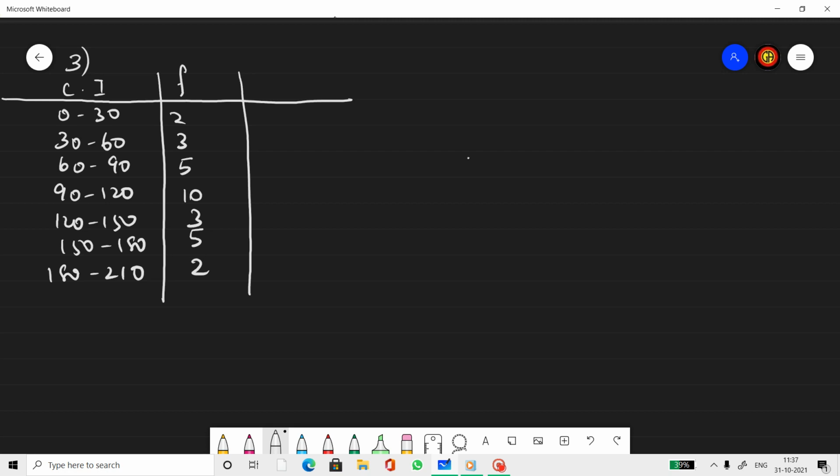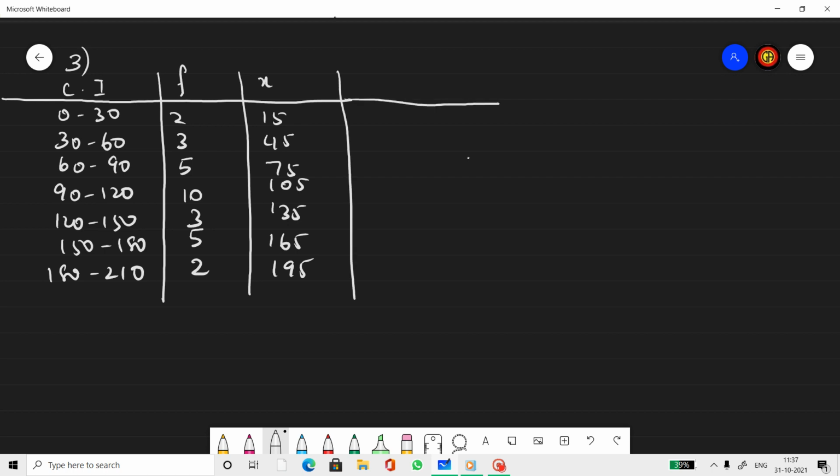First we have to find x, which is the mid value: 15, 45, 75, 105, 135, 165 and 195. So this is the x value. Then you find d, which is x minus a by c. So a here is going to be the assumed mean, which is the middle value, and I'm going to take 105 as the a value.